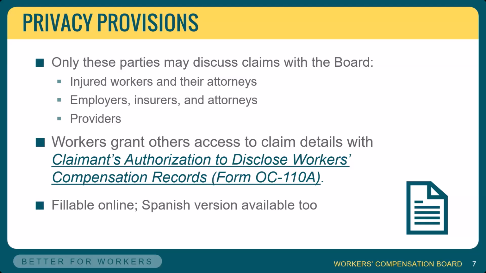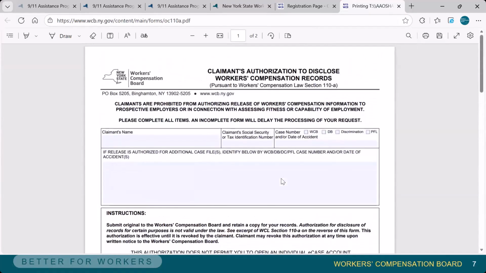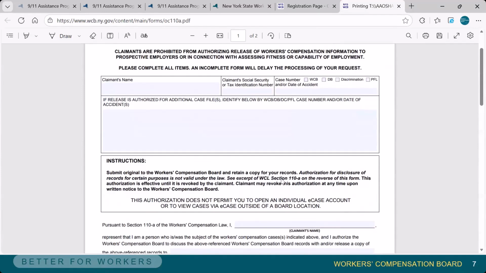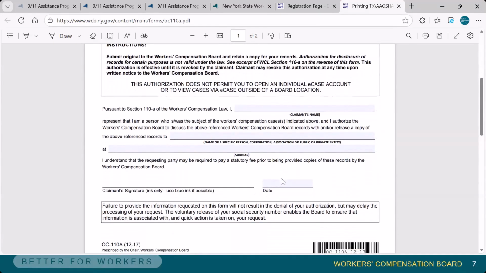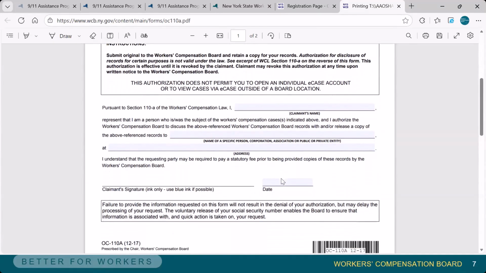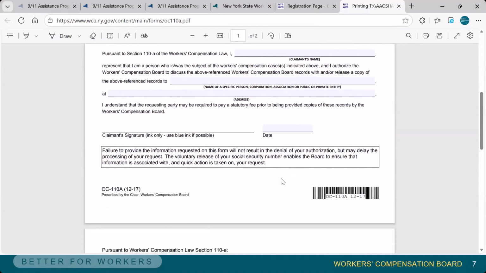Everyone else, if the worker, repeat, if the worker wishes to share access, then the worker is going to fill out this form that's called a 110A form. Jen is showing this to you right now. This is called the 110A form because all of this is covered in the Workers' Comp Law section 110A. Very creative, wouldn't you say? So this form, the worker's name, designates the name of the person who the worker wants to share information with as able to hear details of the claim.